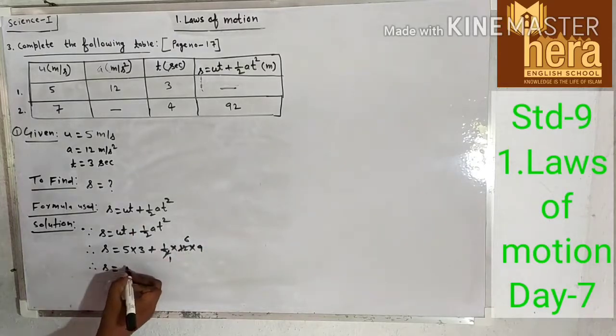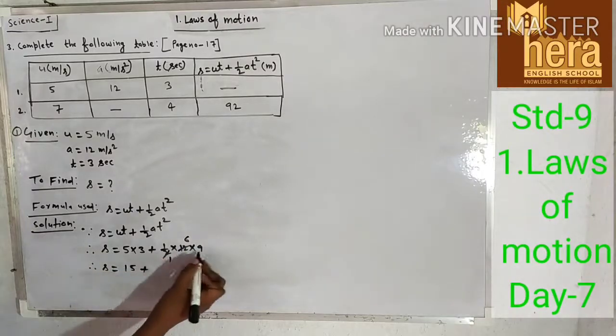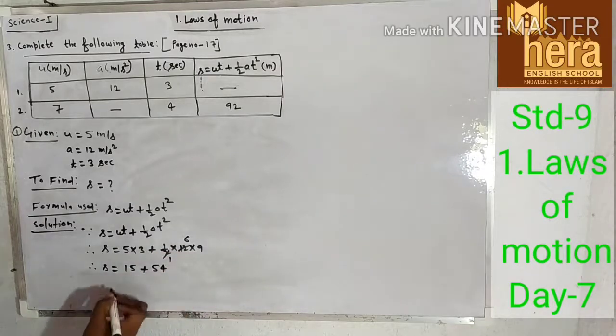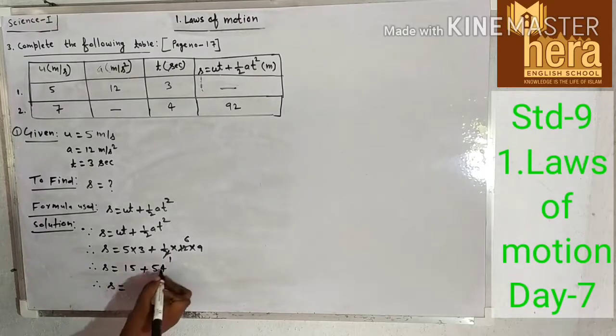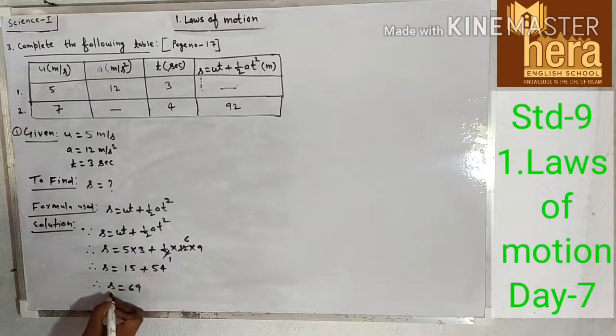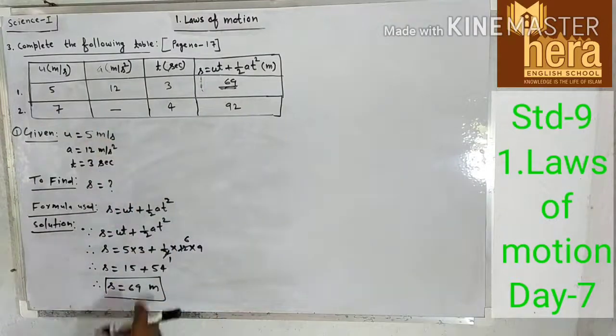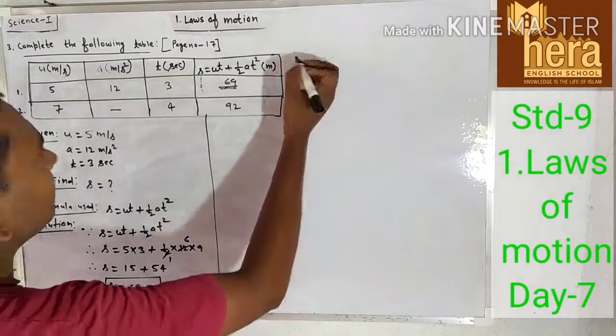Therefore S is equal to 5 3 is 15 plus 9, 6 into 9, 54. Therefore S is equal to 5 plus 4 9, 5 plus 6 69. S is the displacement, so its SI unit will be meter. So S is equal to 69 meter. Okay, so this way you have to solve. Okay, now second one I'm writing from here.